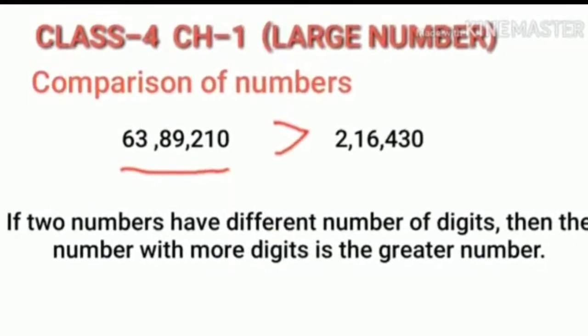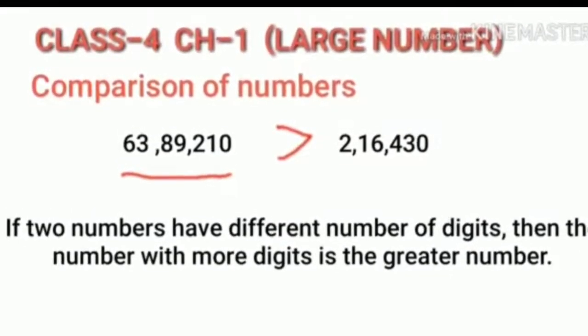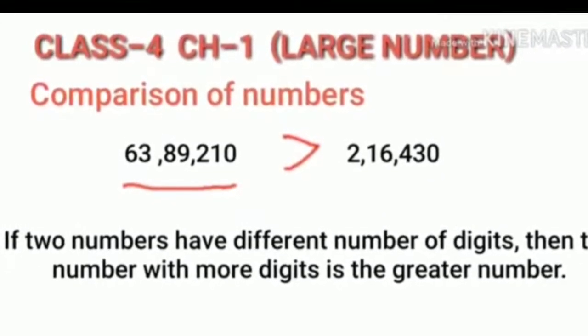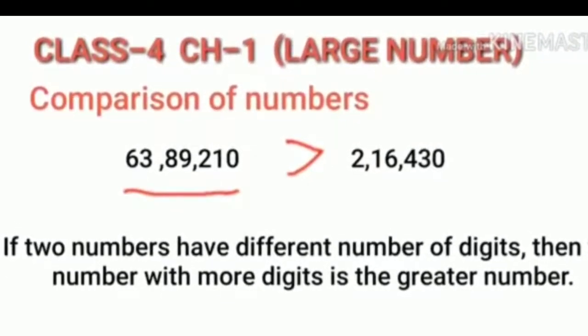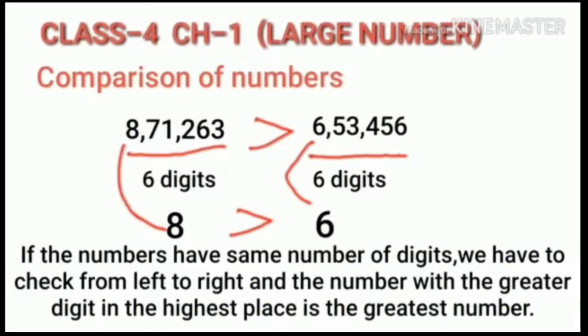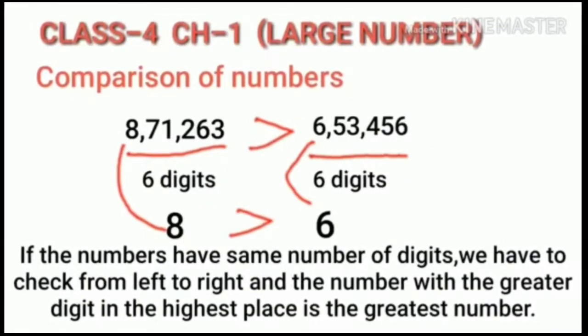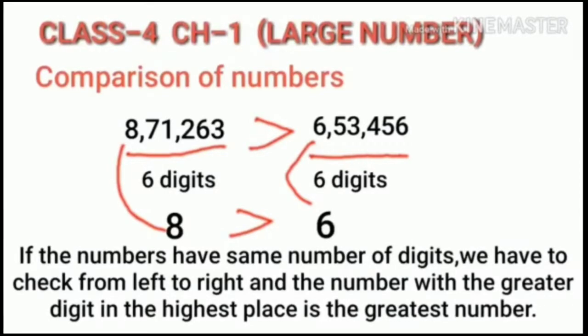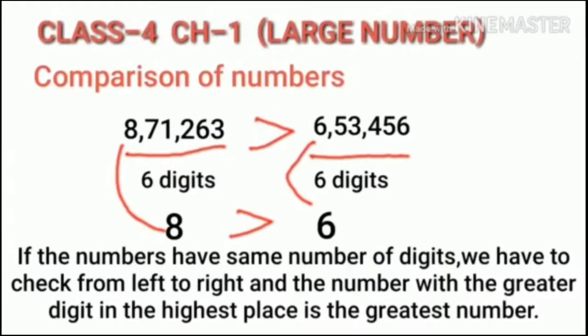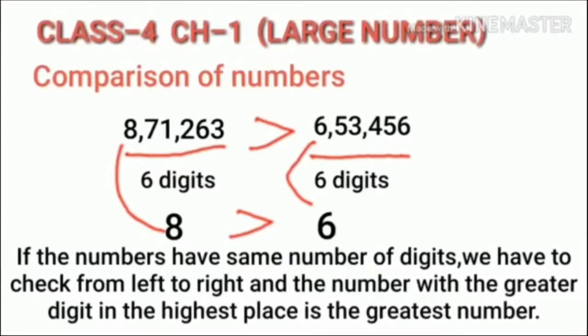After that, we did the comparison of numbers. In the comparison of numbers, the first rule was that if two numbers have a different number of digits, then the number with more digits is the greater number. However, if the numbers have the same number of digits, we have to check from left to right, and the number with the greater digit at the highest place is the greatest number.